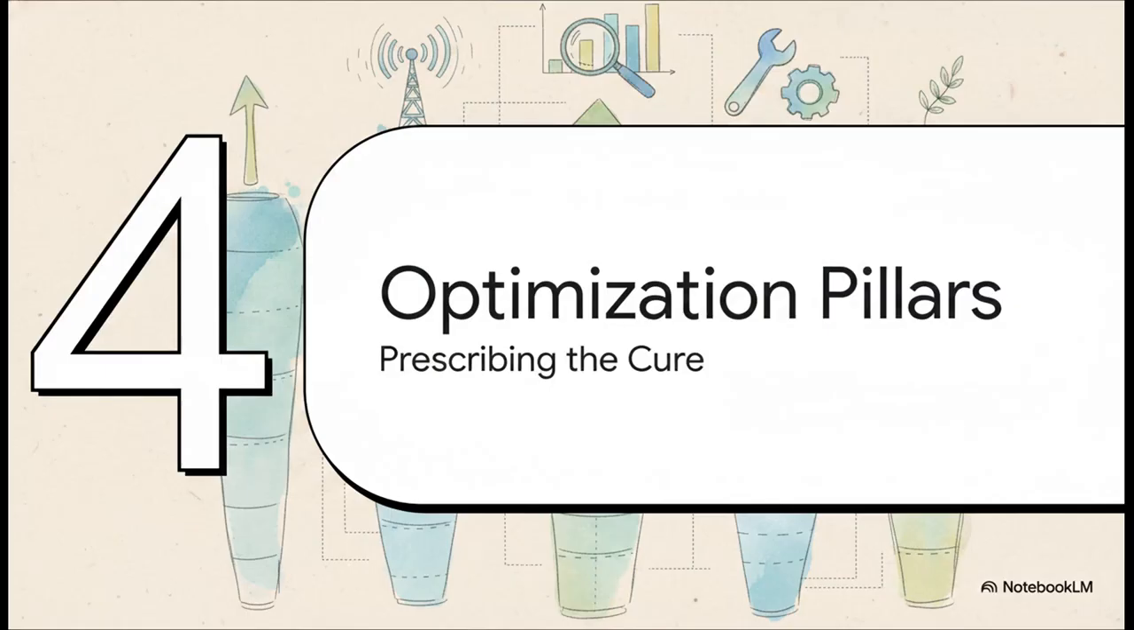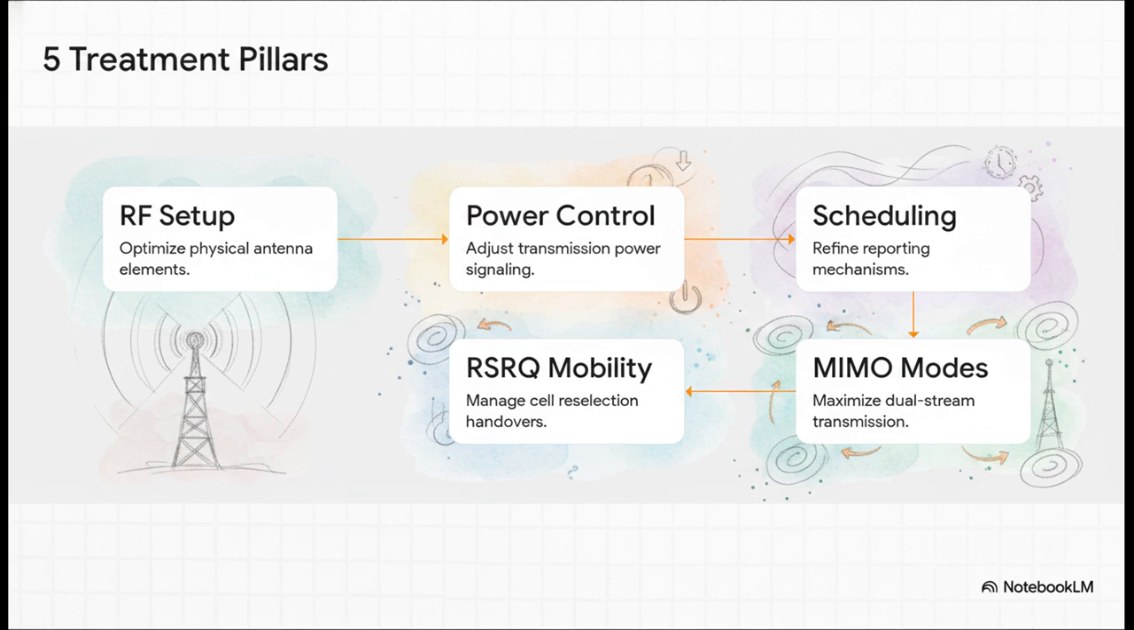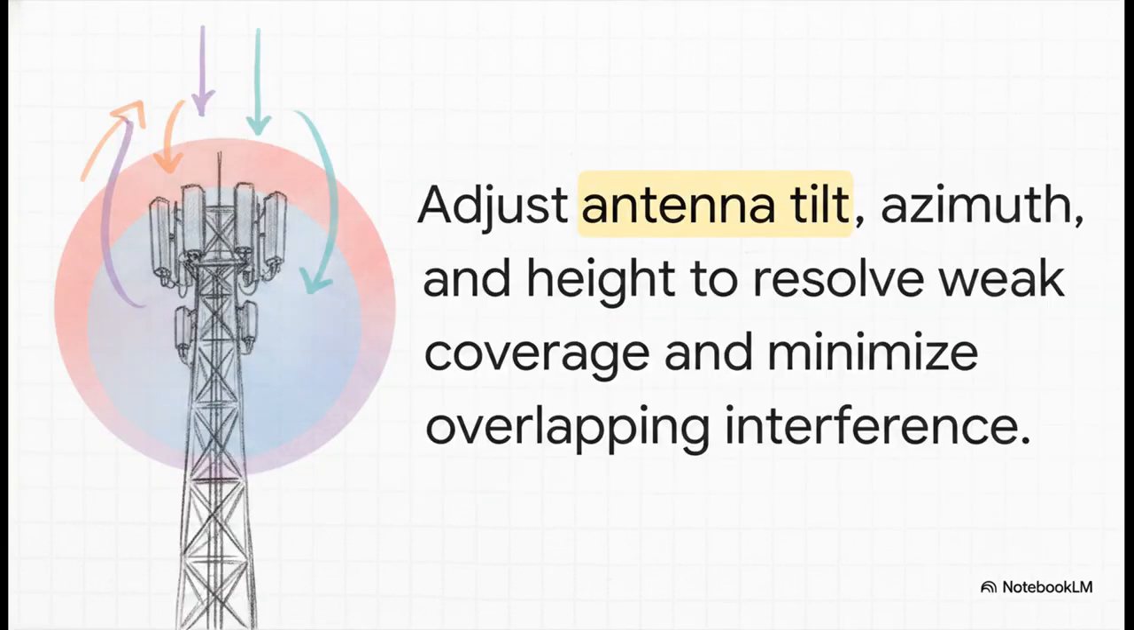That brings us to Section 4, our 5 pillars of optimization. We have our diagnosis, we understand our metrics, so let's prescribe the cure. We're going to structure our optimization exactly how an experienced RF engineer approaches a site. First, we start physical with the RF environment, then adjust power control, optimize scheduling mechanisms, fine-tune MIMO and transmission modes, and finally, implement RSRQ mobility logic. Pillar 1 is purely physical, RF environment optimization.